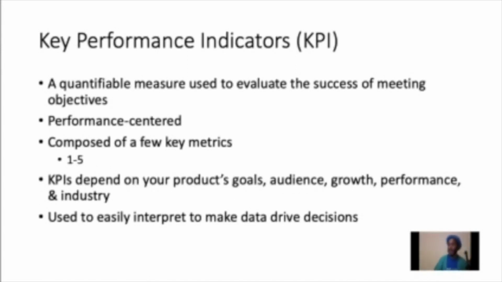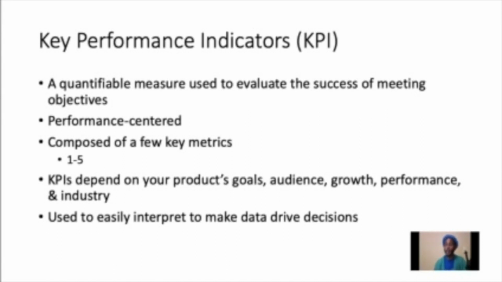Another type of data is something called key performance indicators. So it's a little bit different than a data metric, but a key performance indicator is a quantifiable measure you use to evaluate the success of meeting your objective. All right, so key performance indicators are usually performance centric. First we talked about data metrics, and these are individual data measures that you can use to review progress. But key performance indicators are usually composed of a small number of data metrics. So usually, a good key performance indicator has between 1 and 5 key data metrics.